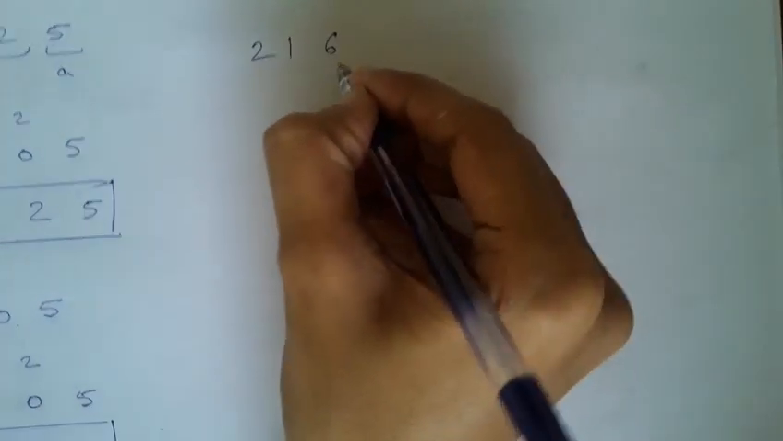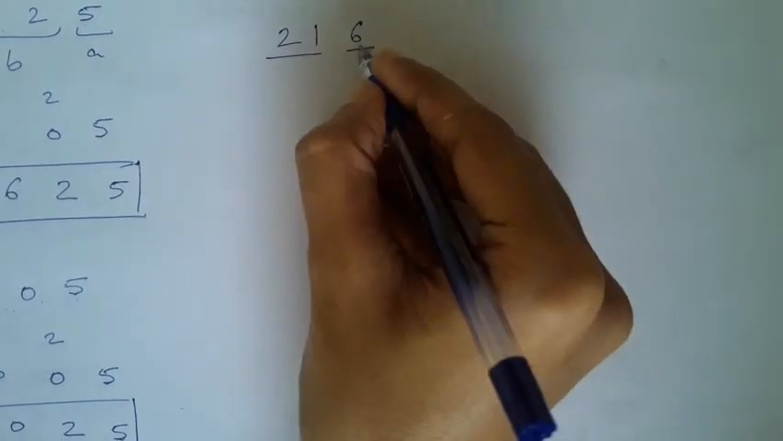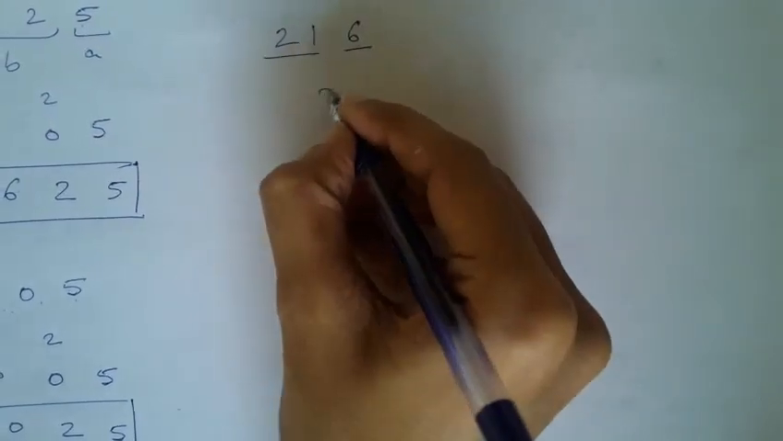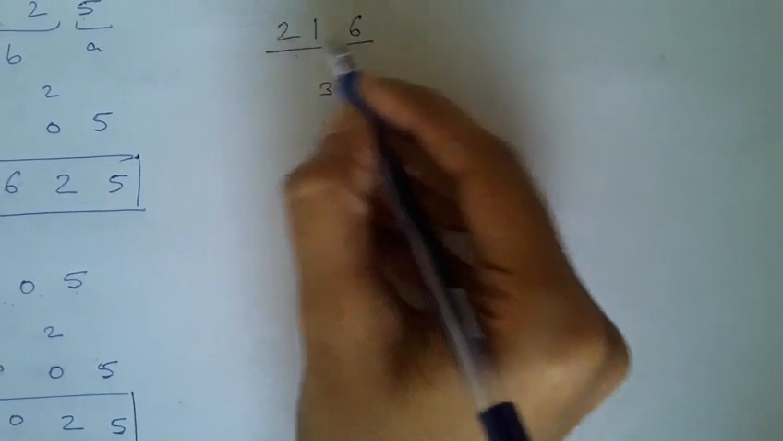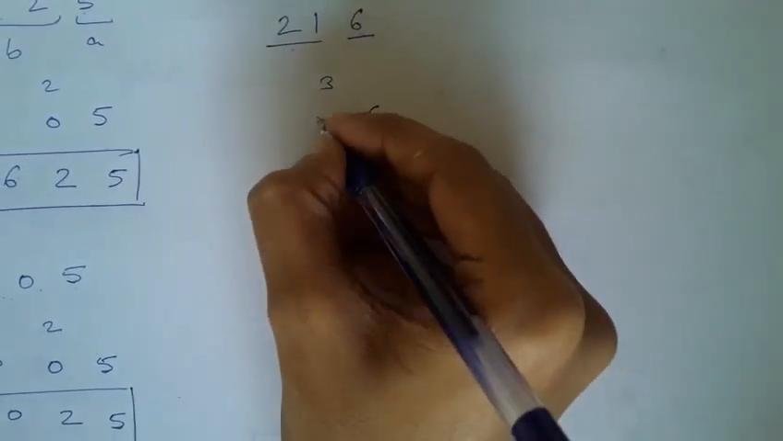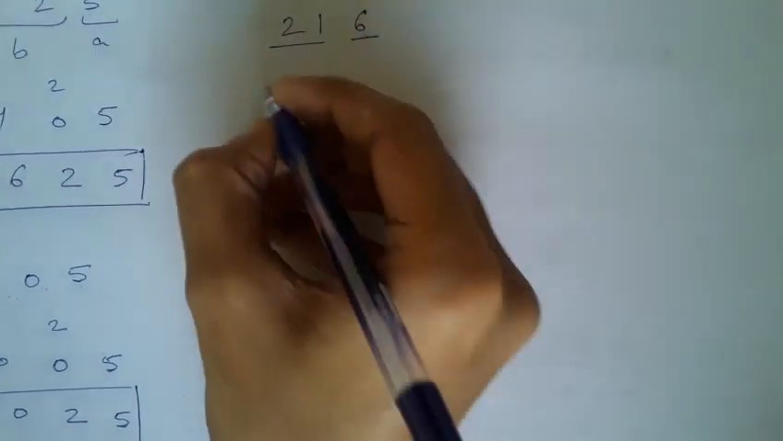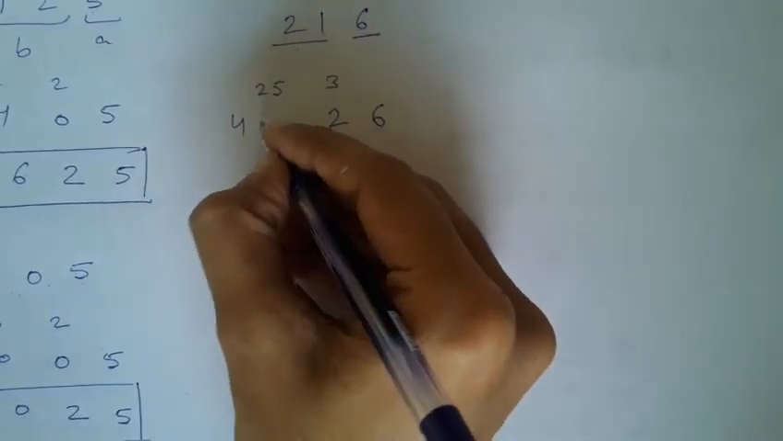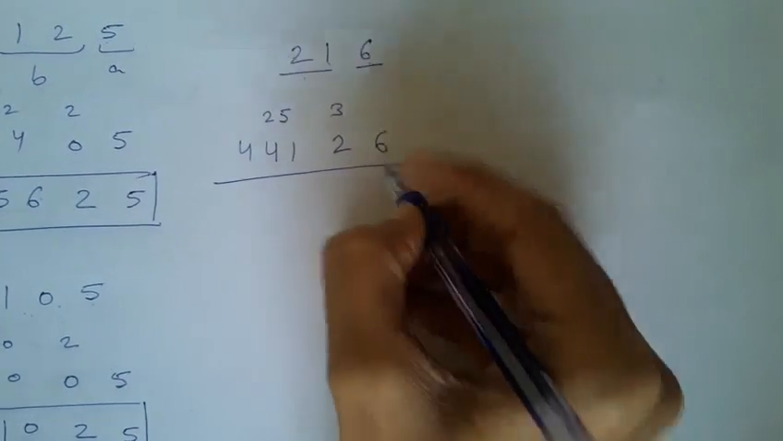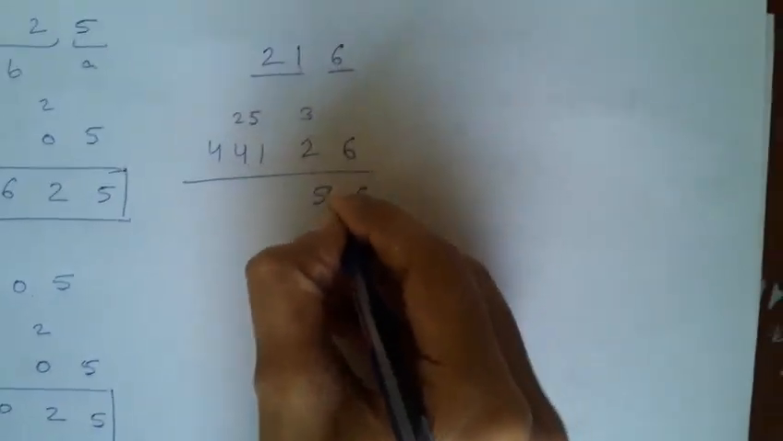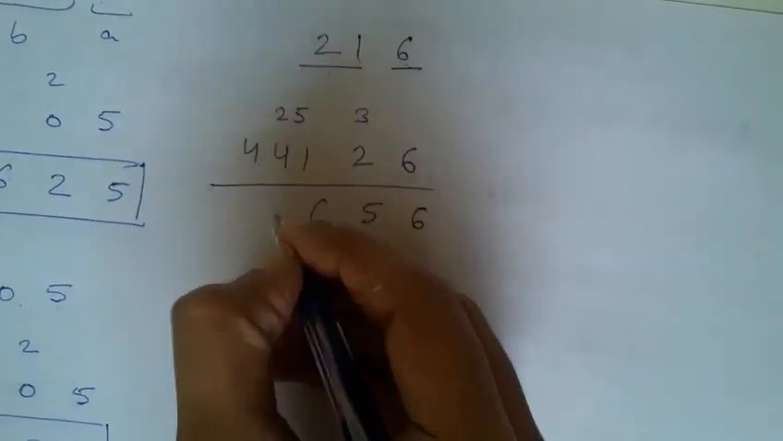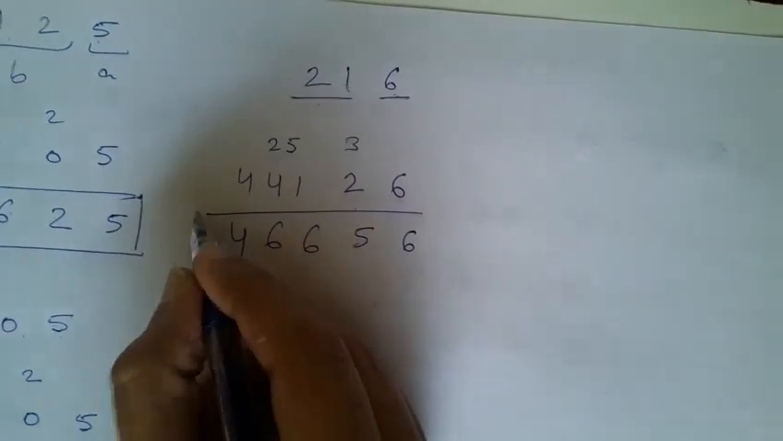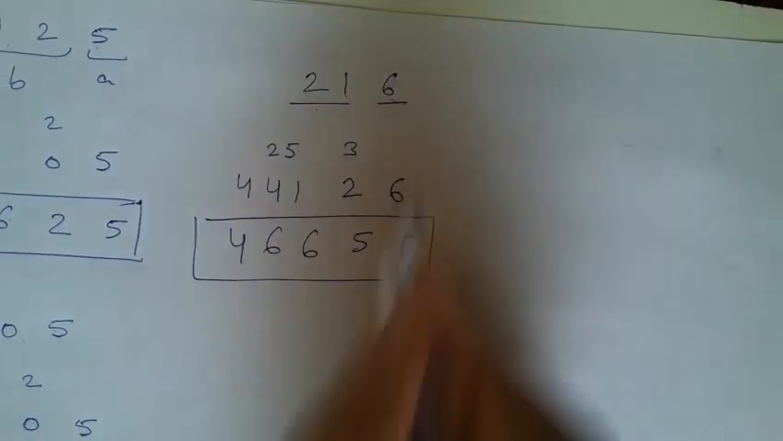The next example is 216. We'll break it into two parts. The square of 6 is 36, 3 will be carried. 21 into 6 into 2, that is 252, we'll write 2, the unit digit number, and 25 will be carried. The square of 21 is 441, we'll write 441 and add. 6, 3 and 2 is 5, 5 and 1 is 6, 4 and 2 is 6, and then 4. 46656 is the square of 216.